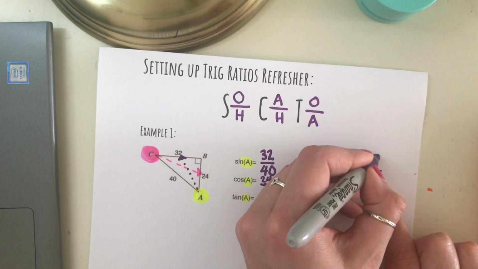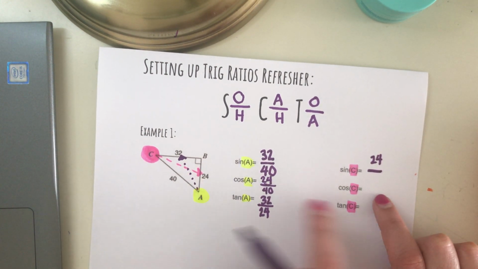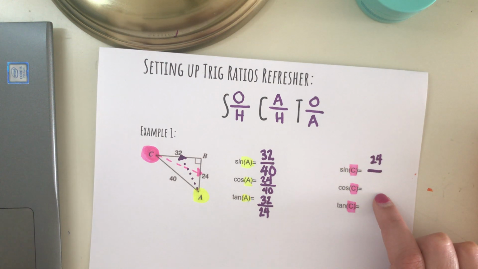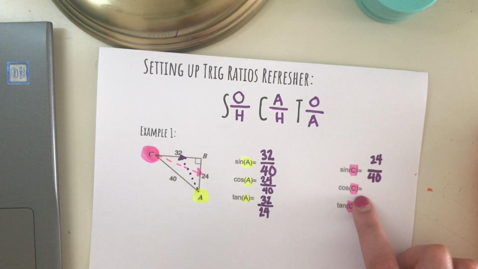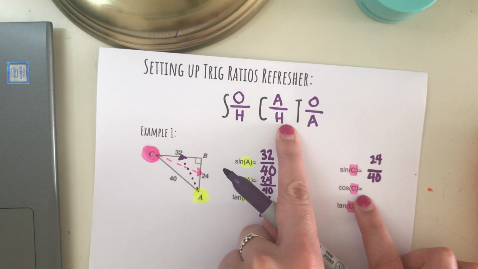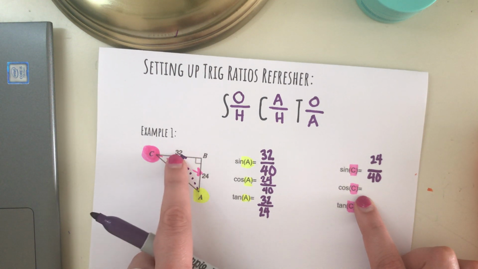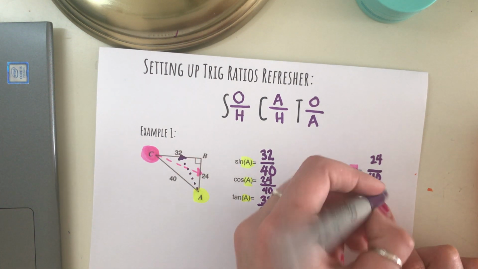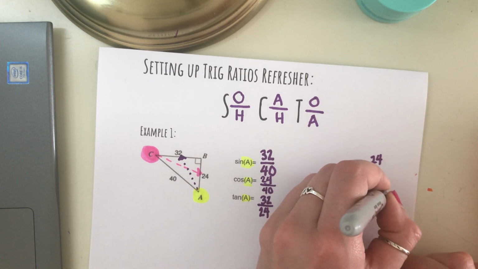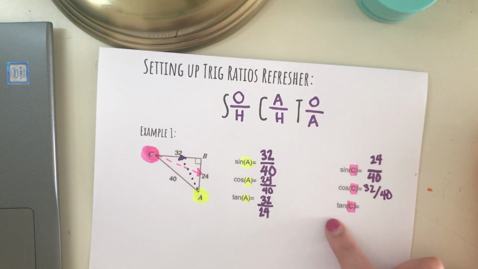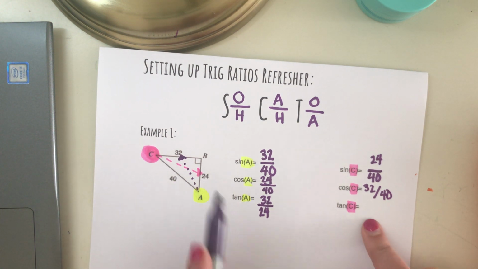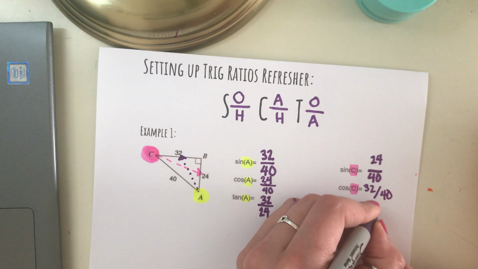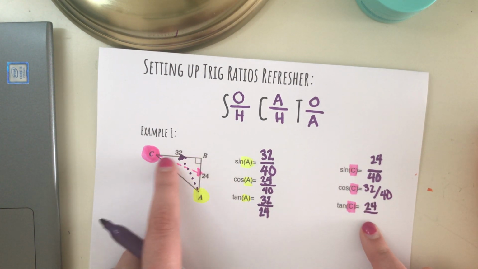So for sine of C, the opposite on top is going to be 24. And the hypotenuse remains the same no matter where I look from because the hypotenuse is always the longest side. So 24 over 40. Cosine is going to be adjacent over hypotenuse. So I look, and the side that's right next to C is 32. So it's 32 over 40. And tan of C is going to be opposite over adjacent. So opposite is across my triangle, 24, over my adjacent, 32.